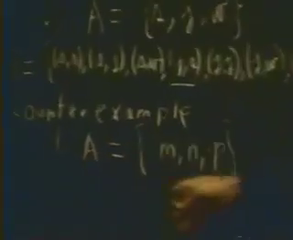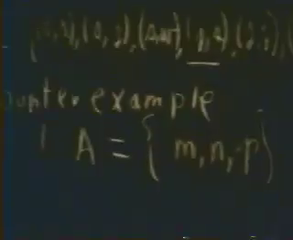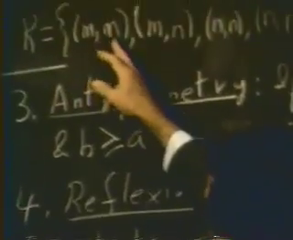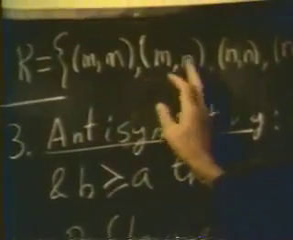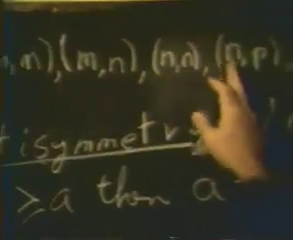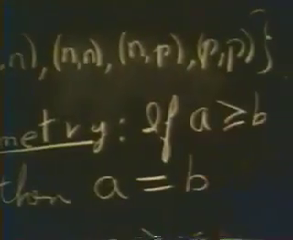It's also easy to construct a counterexample that doesn't have one of these two properties. And let's consider an artificial example. The set A consists of three objects, M, N, and P. And the relation R on that set then consists of M bearing the relation to itself, M holding the relation R to N, N holding the relation to itself, N holding the relation to P, and P bearing the relation to itself.